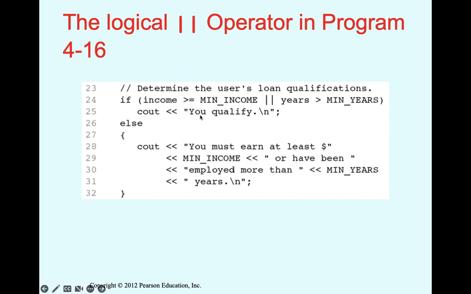I can also write or: if your income is greater than the minimum income or the number of years you have in employment is more than the minimum years, you can get the loan. So here, if any of the conditions is correct, you can get the loan. Otherwise, you get an error message that you should earn at least this or have experience at least this.